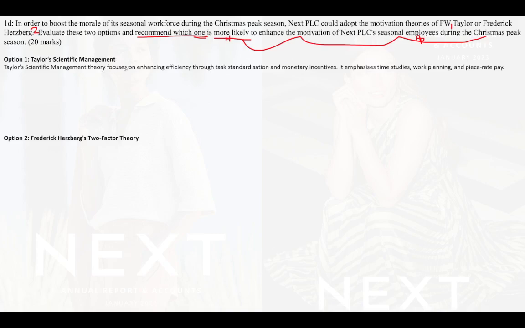We've got Taylor's needs to be defined. We will do exactly the same when we come to Herzberg. So Taylor's scientific management theory focuses on enhancing efficiency through task standardization and monetary incentives. It emphasizes time studies, work planning, and piece rate pay. Okay, guess what I'm looking for in the case study? Even if I hadn't quite got to the case study yet, I would write my two definitions, or at least one of them to start off with.